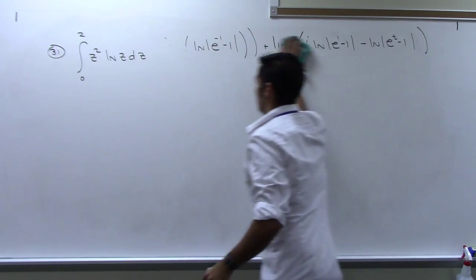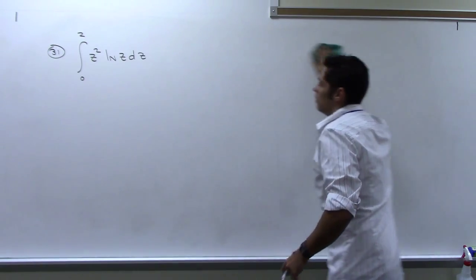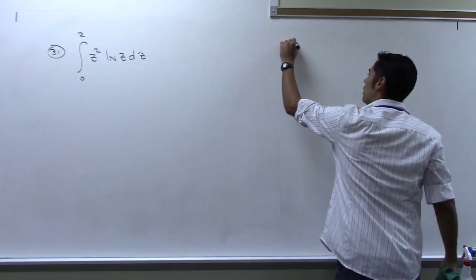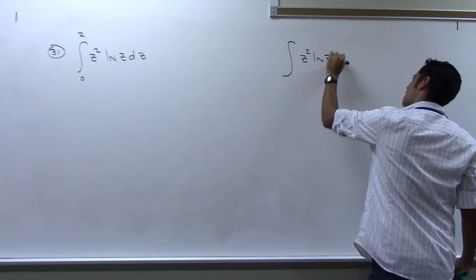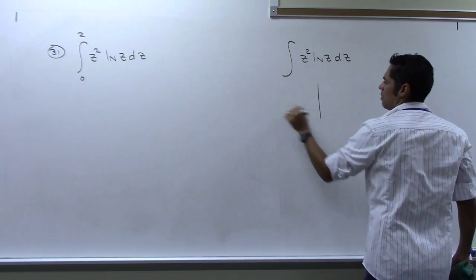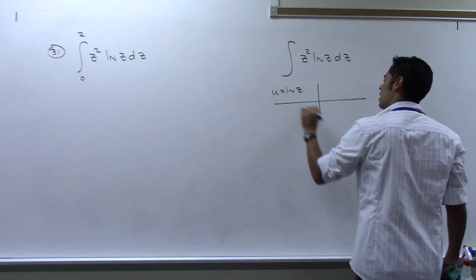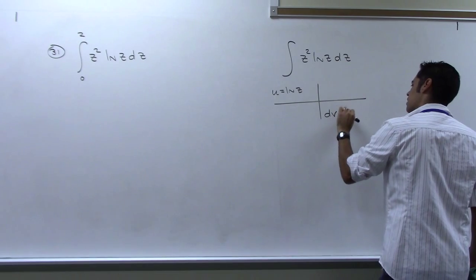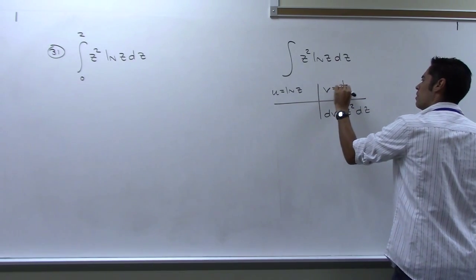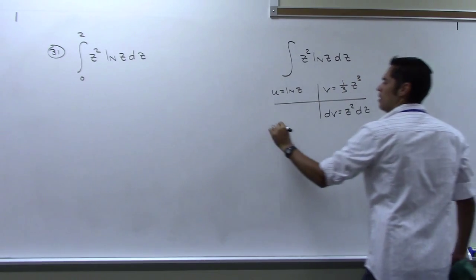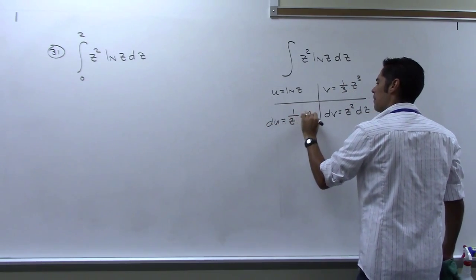I'm going to take care of the integration first. So integral z squared natural log z dz. I'm going to use integration by parts. U is going to be the natural log of z. dv is going to be z squared dz. The antiderivative here is 1/3 z cubed. The derivative here is 1 over z dz.